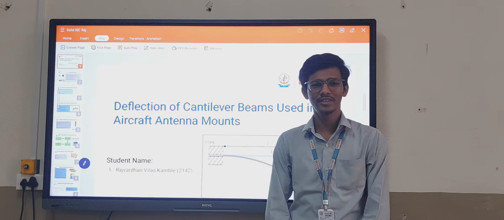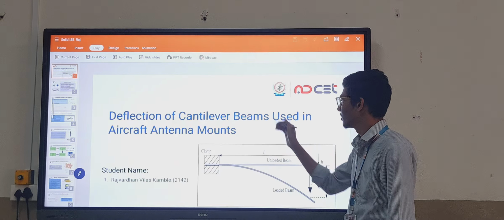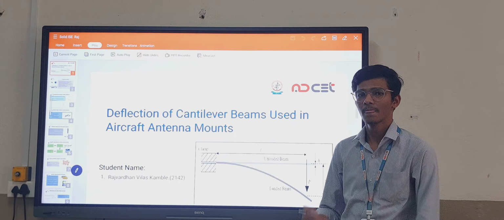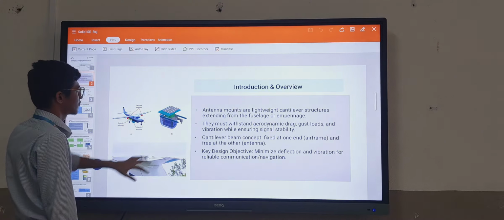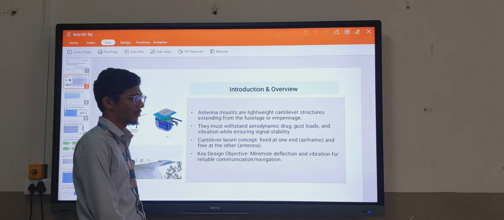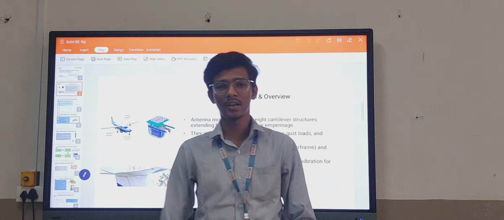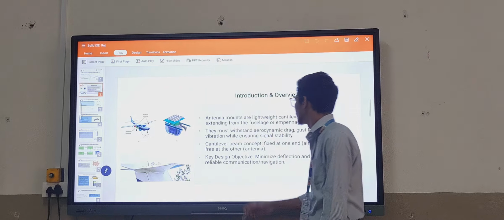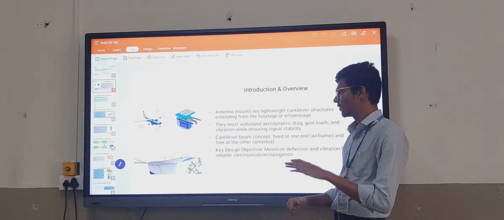I am an aeronautical engineering student and today we are discussing the deflection of cantilever beams used in aircraft for antenna mounting. So here we go. According to our domain, the antenna of the aircraft is light in weight and sustainable. It is carried on the fuselage and tail of the aircraft.